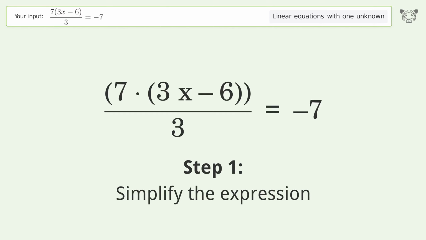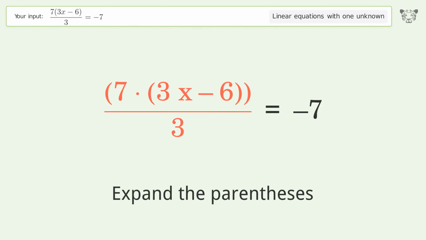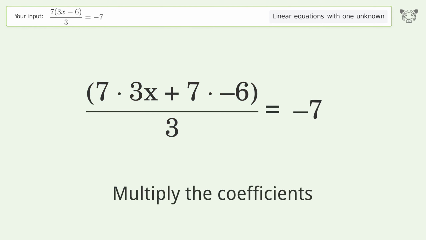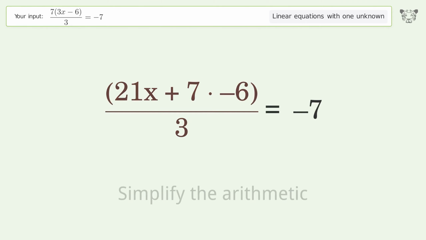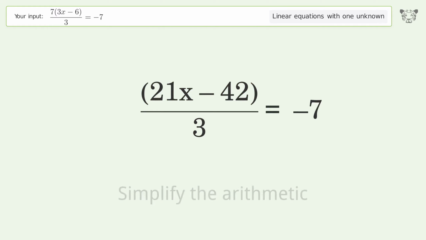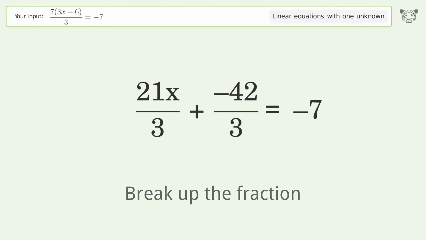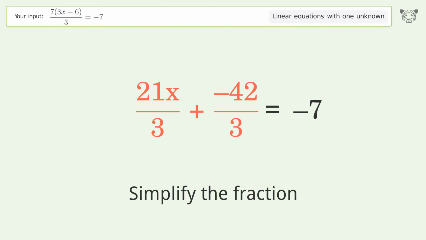Simplify the expression. Expand the parentheses. Multiply the coefficients. Simplify the arithmetic. Break up the fraction. Simplify the fraction.